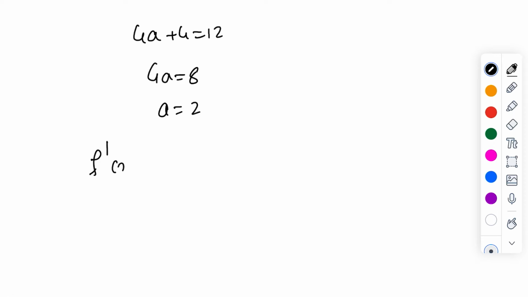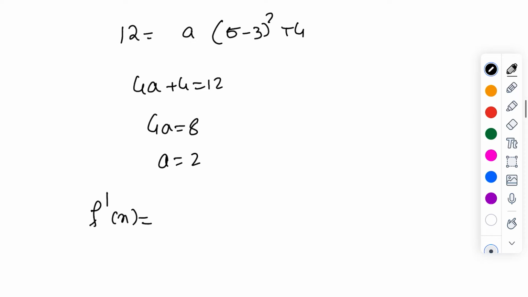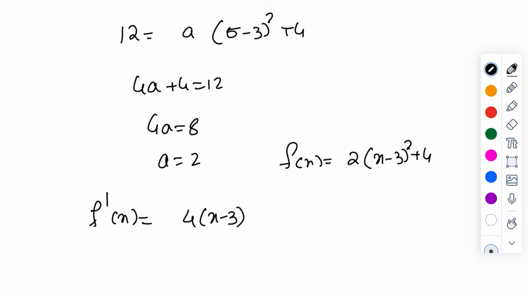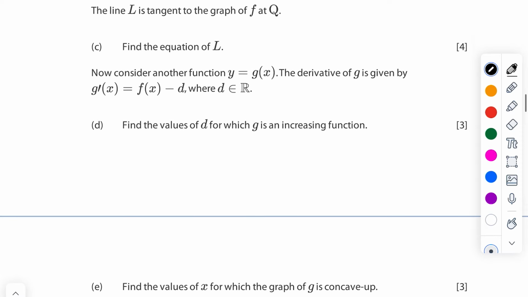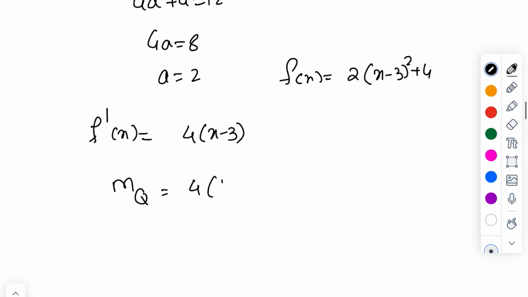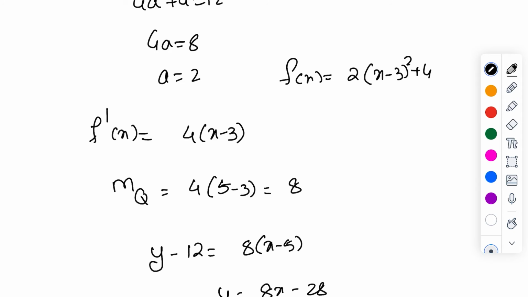So first of all, I'll find f prime x. My f of x over here is 2 times (x minus 3) whole square plus 4. What is f prime x? 4 times (x minus 3). Now I want it at Q. So the gradient of the tangent at Q will be 4 times (x minus 3) at Q. What are the coordinates of Q? (5, 12). So 5 minus 3 is 2, times 4 gives 8. So the gradient is 8. So the equation will be y minus y1 equals m times x minus x1. So y equals 8x minus 28.